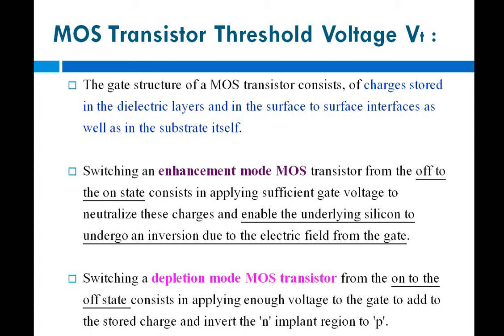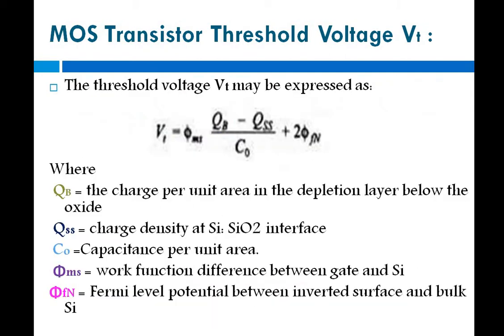Now when it comes to the depletion mode, the transistor will usually be on. It means the transistor will go from on to off state. It will be going to the next state, which consists in applying enough voltage to the gate to add the stored charges and to invert the N implant region to P implant region. So that is how it's overall about your MOS transistor threshold voltage.